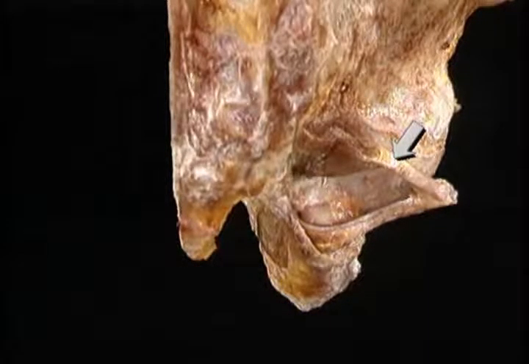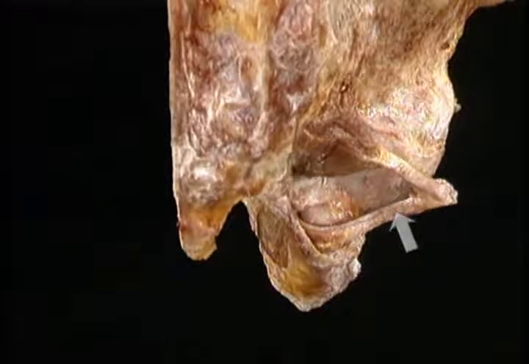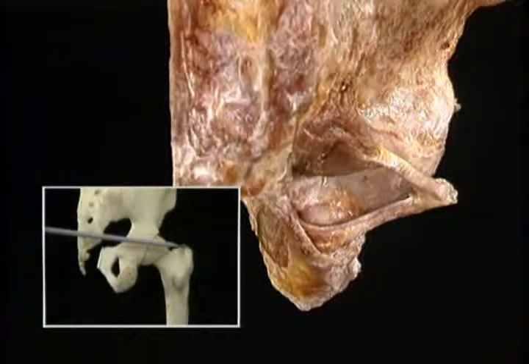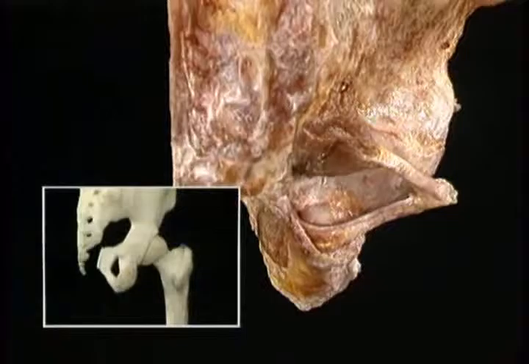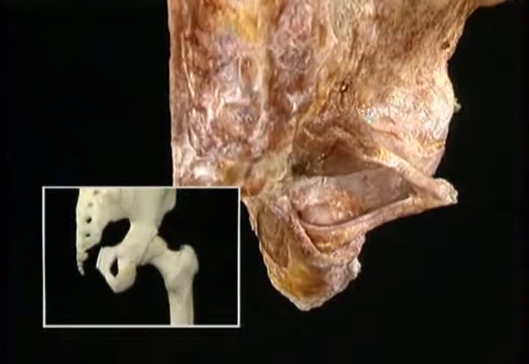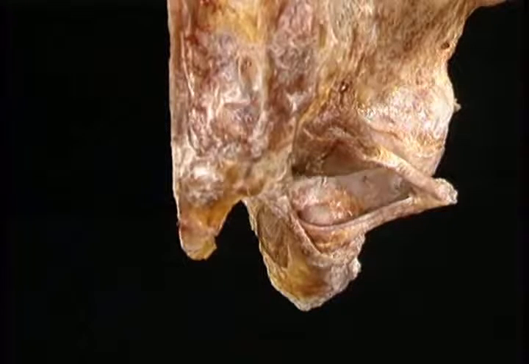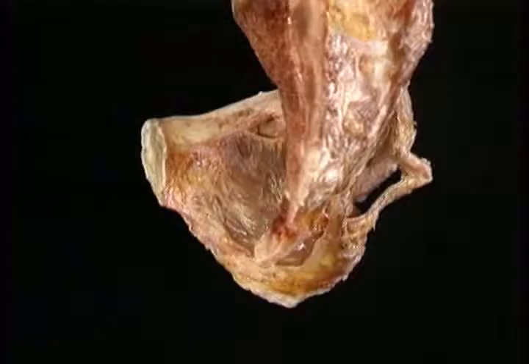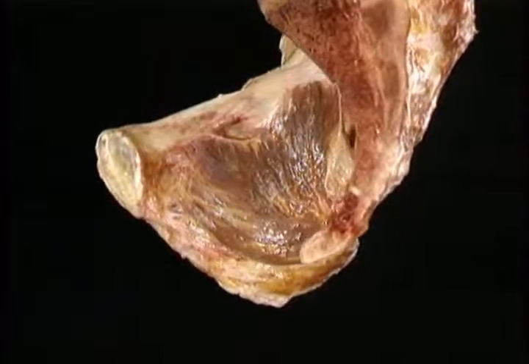Piriformis and obturator internus pass laterally to insert on the greater trochanter of the femur. Their actions as lateral hip rotators are shown in Volume 2 of this atlas. In this section, we're concerned to understand these two muscles simply as parts of the wall of the pelvic cavity.